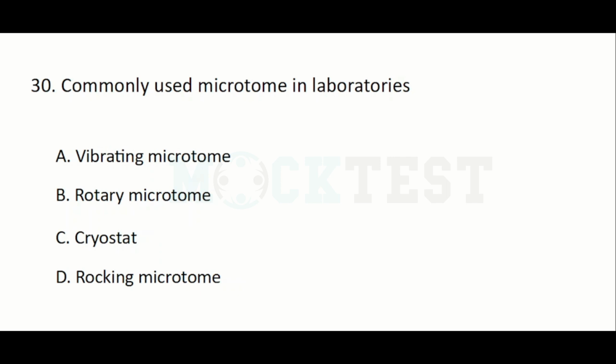Commonly used microtome in laboratories is option B, rotary microtome.